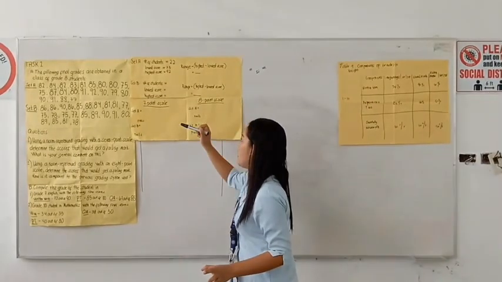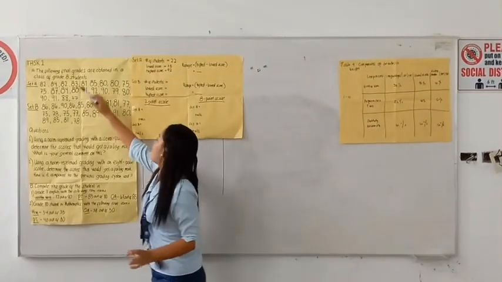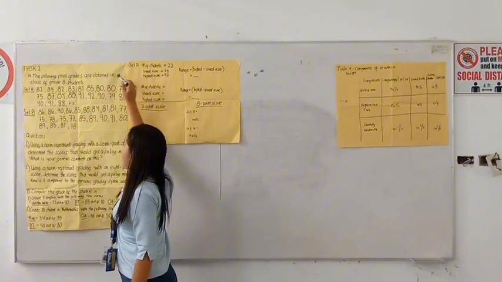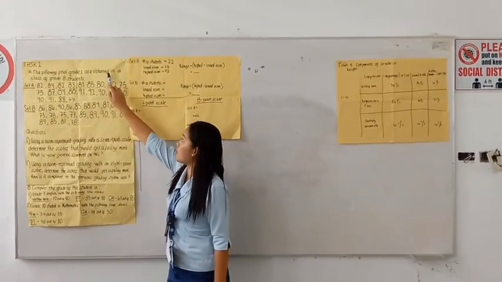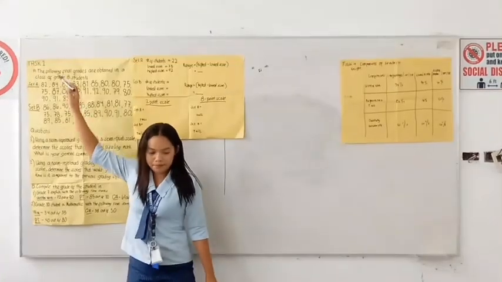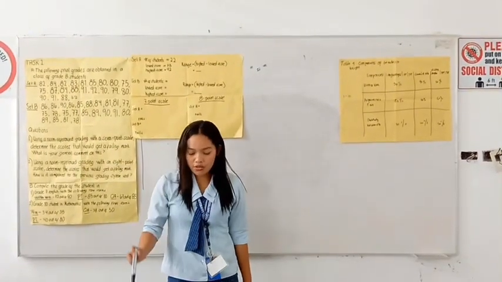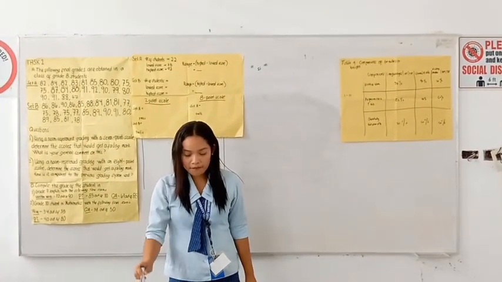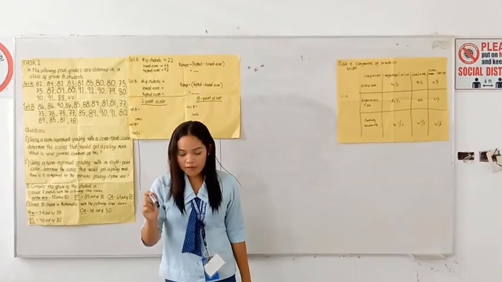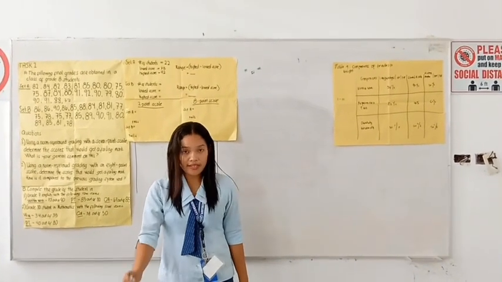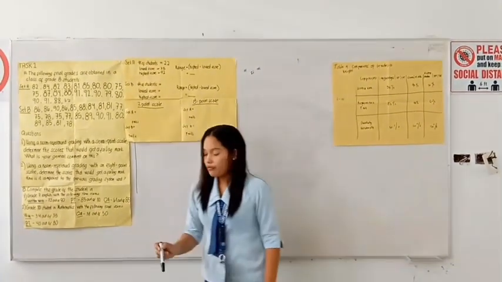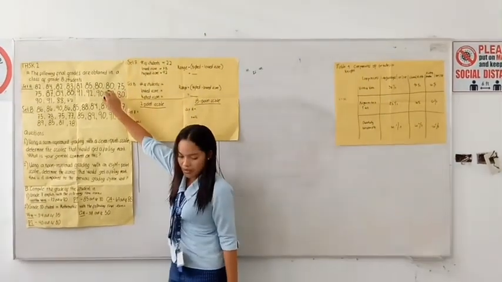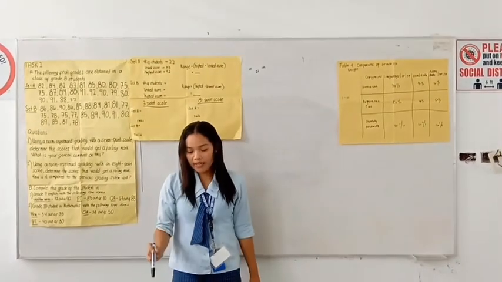We are given tasks. The following final grades are obtained in a class of grade 8 students. Set A and set B are the grades of grade 8 students. The task is to determine the scores that would receive a failing mark under both 7-point and 8-point grading scales using a norm reference grading system. For set A and B, let's organize the data.